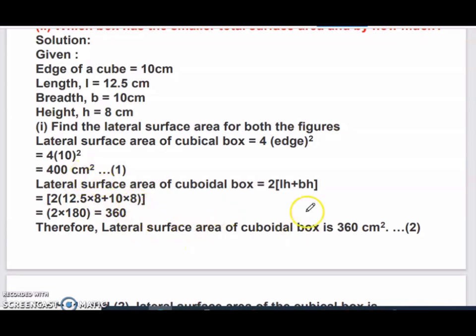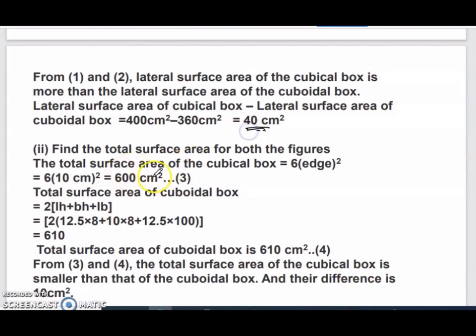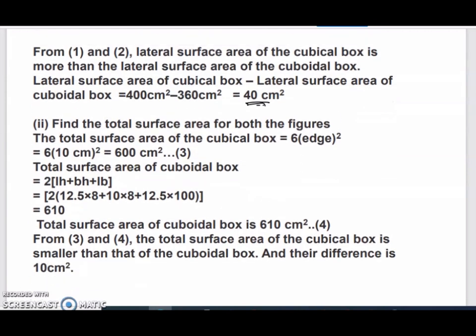So here definitely for the cube it is more. Cube is having more lateral surface area, and by how much, you will subtract both and find out, that is by 40. The next part, you will find total surface area of both. So for the cubical box it will be 6 into side square, so it is coming 600 centimeter square, and for the cuboidal, 2 into LH plus BH plus LB, so you will be finding out that value also, which is coming as 610. Cubical one is lesser, and the difference is 10 centimeter square.